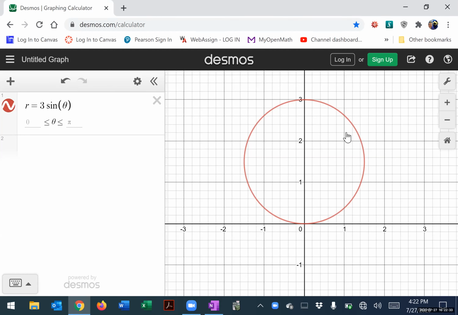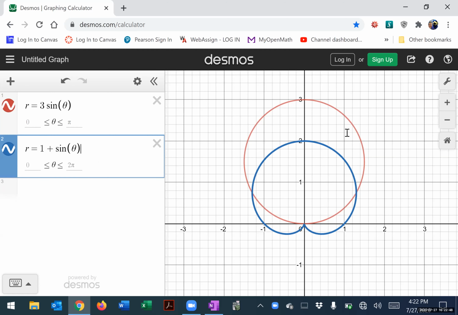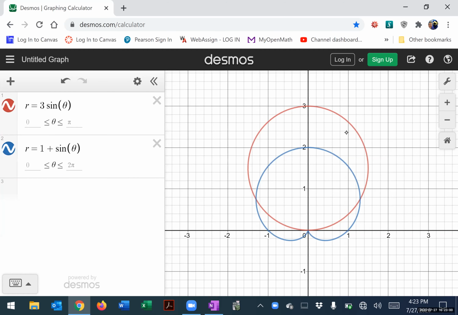Okay, and then what about the next one? The other one is r equals 1 plus sine theta. That's our cardioid that we've been working with. Okay, so we want the area that's inside the circle but outside the cardioid. So we want this top area here.